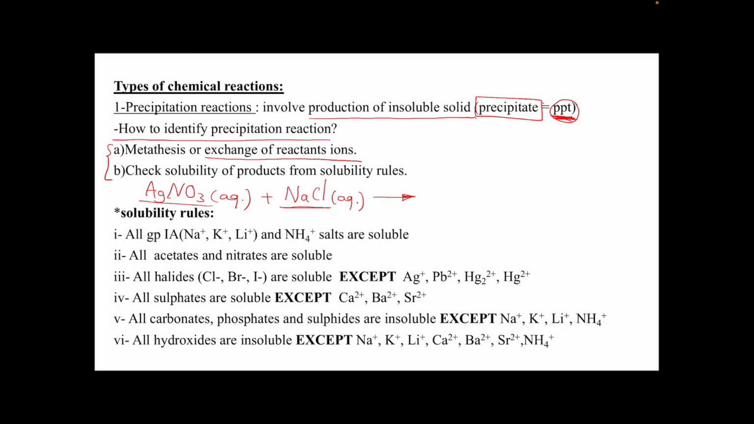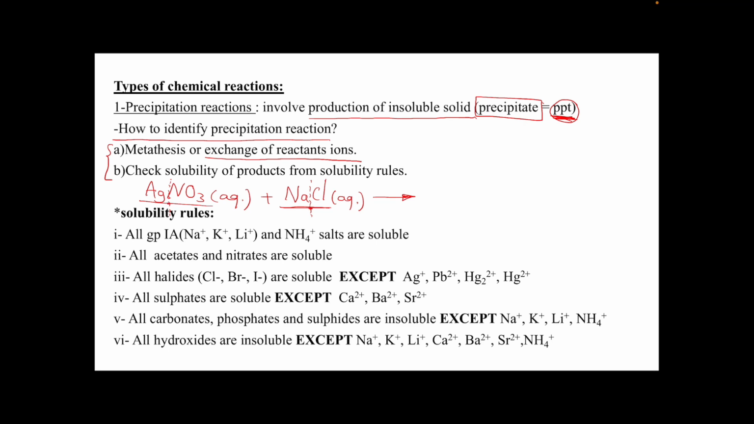First thing we do, we exchange the reactant ions. Each of the reactants we have splits into two halves, cation and anion. Cation having a positive charge and anion having a negative charge.